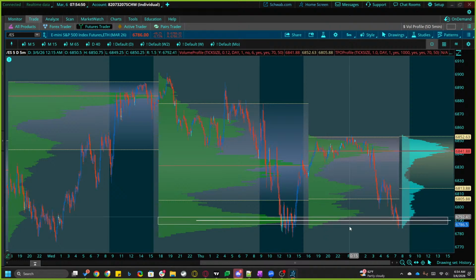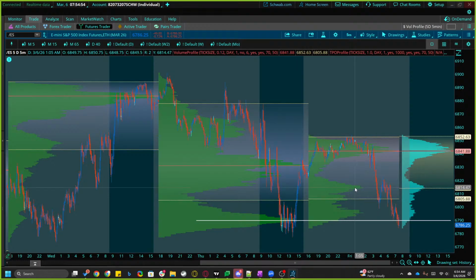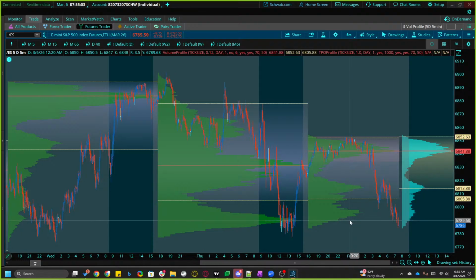Otherwise, flipping it over and taking everything back up, we've left some distribution, so we're going to have to work through those zones. Not really much to work with at this point.